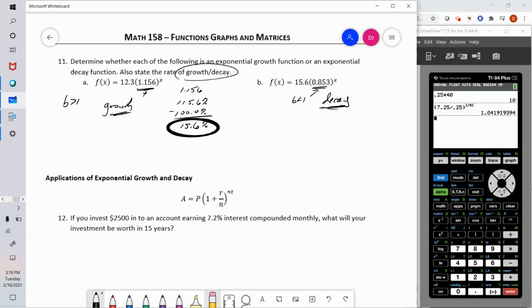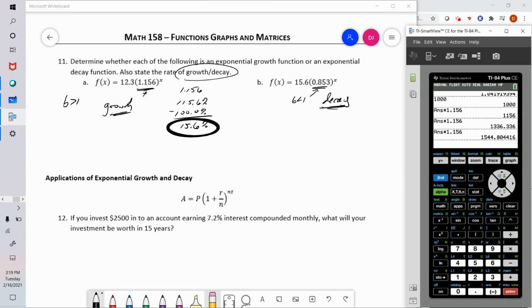Suppose you have an investment. Suppose that you have $1,000 in the bank, and each year it increases by 15.6%. The easiest way to handle that is not to find 15.6% of that and add it to 1,000, but simply to multiply it by 1.156. So after 1 year, 2 years, 3 years, 4 years, that's the growth rate of your investment.